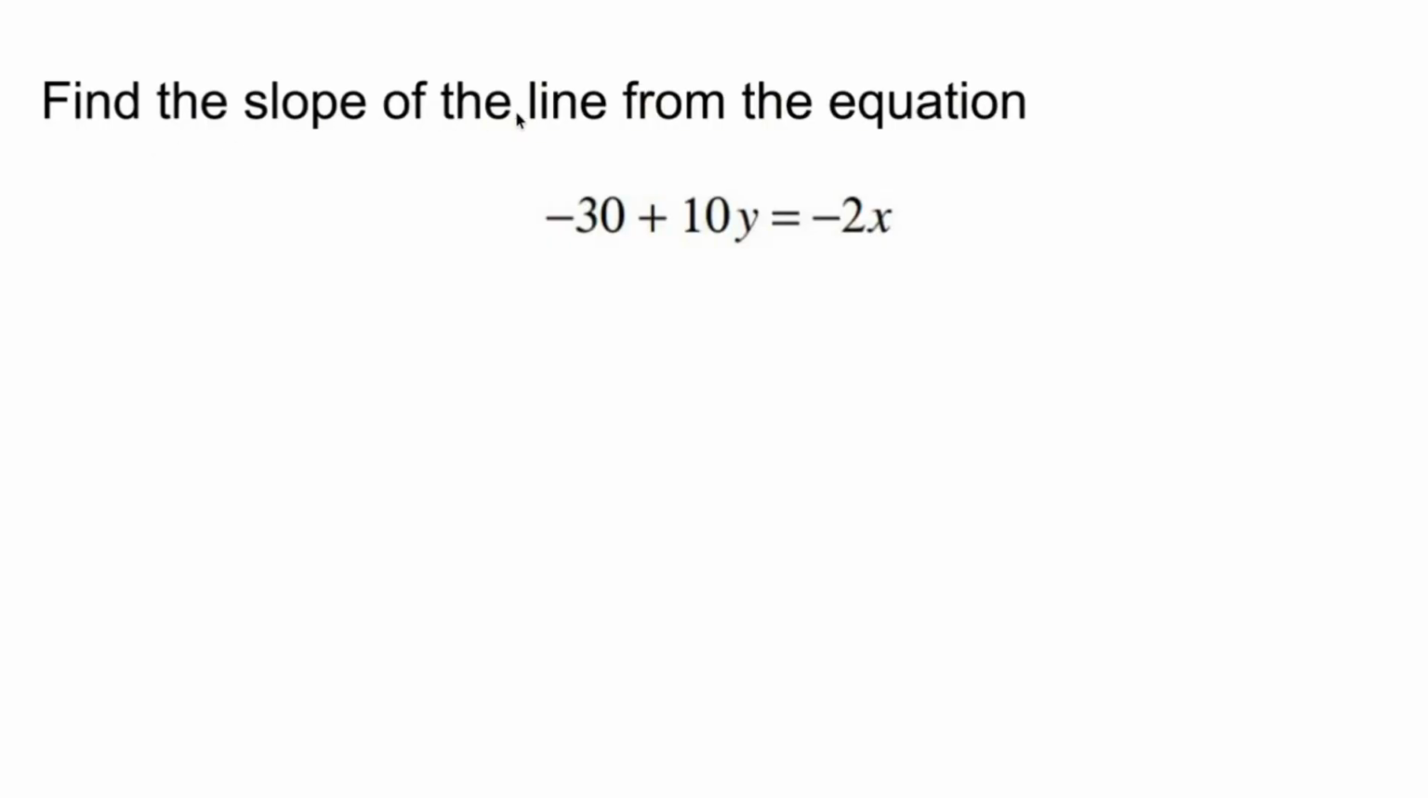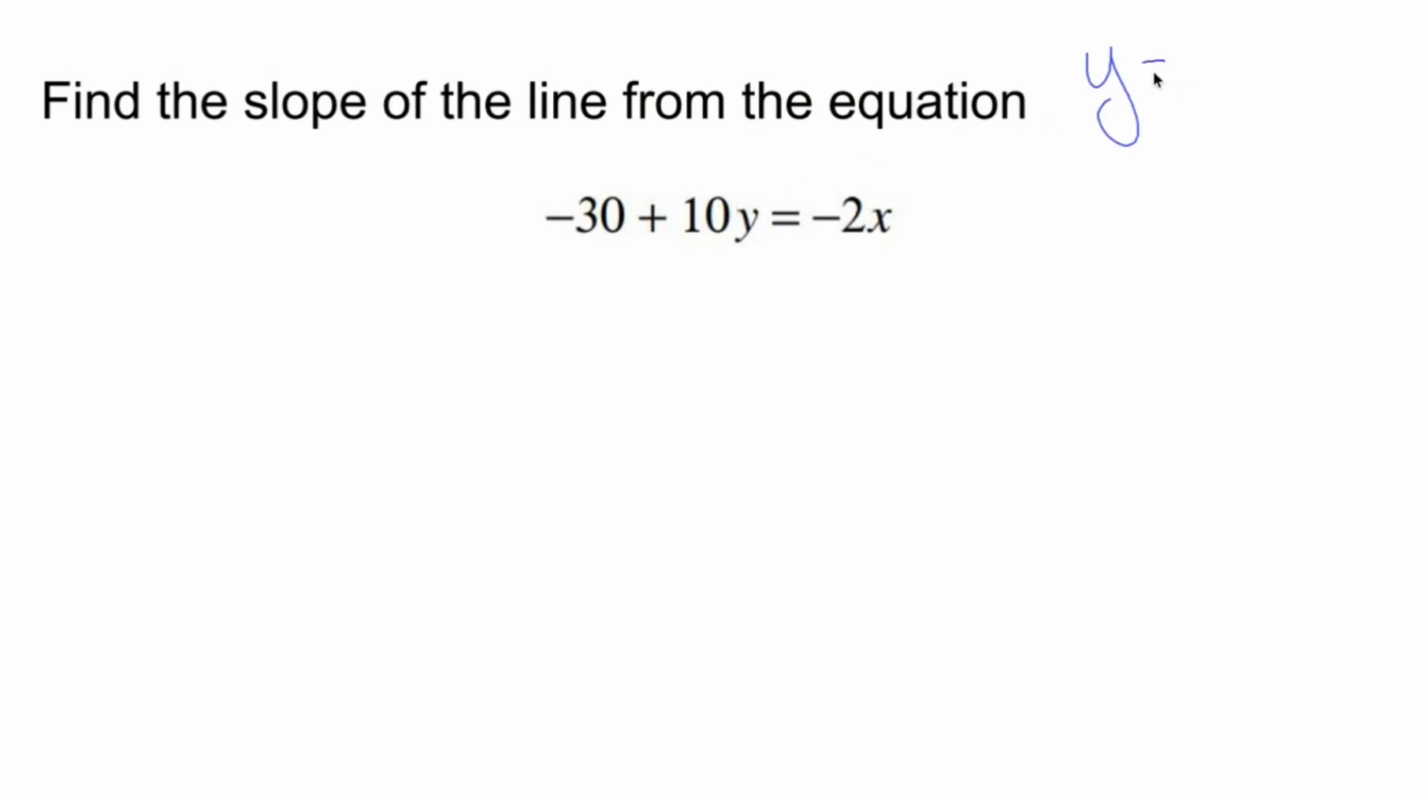Find the slope of the line from the equation -30 plus 10y equals -2x. Well, in order for me to find the slope of a line, if it's not in slope-intercept form like this guy is, I have to put it in slope-intercept form.